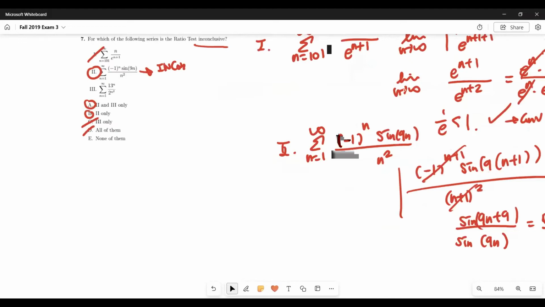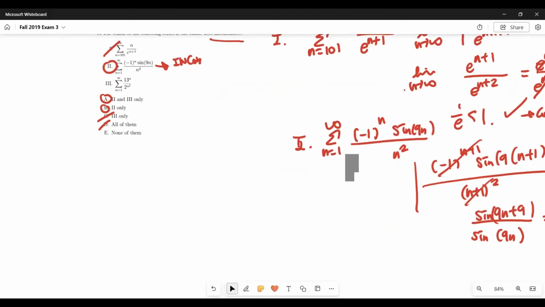Okay. Let's look at that. So E is also not right. So it's going to be either A or B, right? I shouldn't have circled both. But let's look at the third one.